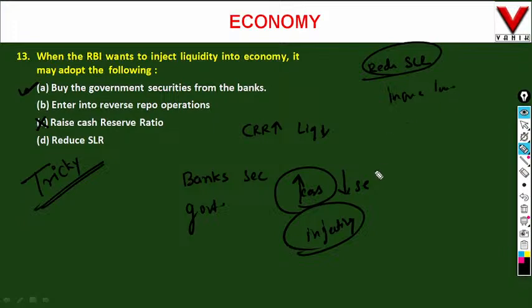But this injection into liquidity, there's something wrong in the question, I guess. This is also okay. Entering into reverse repo operations is also okay. I think I couldn't print out the options properly. Just give me a second.